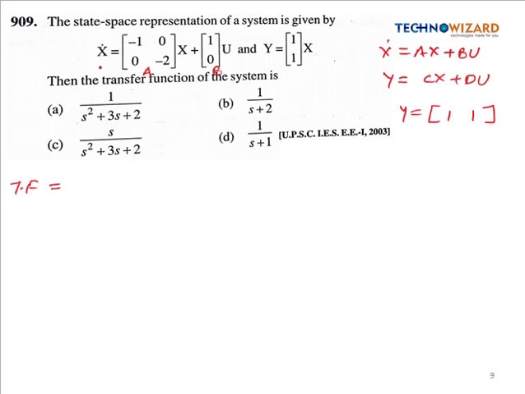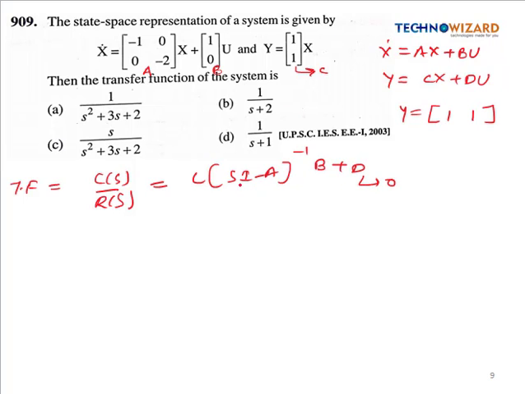So for the state space representation, the transfer function formula is given by C of s by R of s, which is equal to C into (sI minus A) inverse into B plus D. Okay, so this is the A matrix, this is B, and this is the value of C. Here no matrix for D is available, so it means the value of D is 0. So now we first simplify this. So we will find the value of (sI minus A) inverse. So first solve for sI minus A.